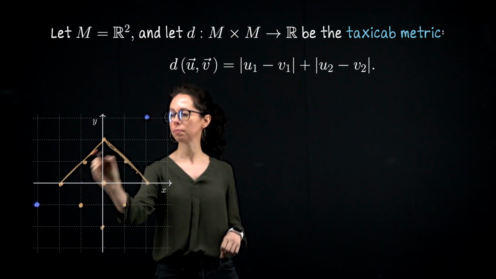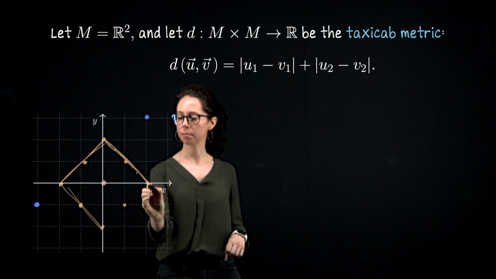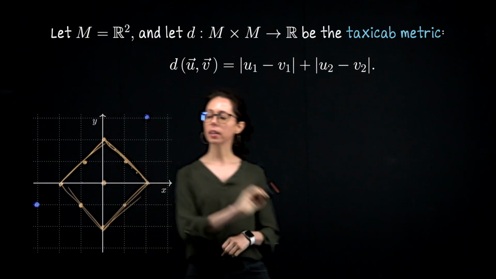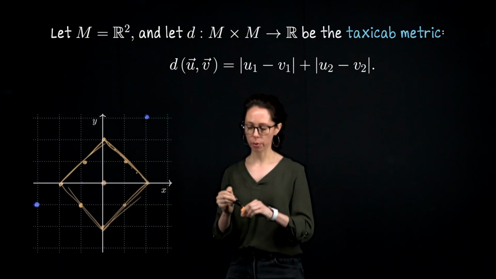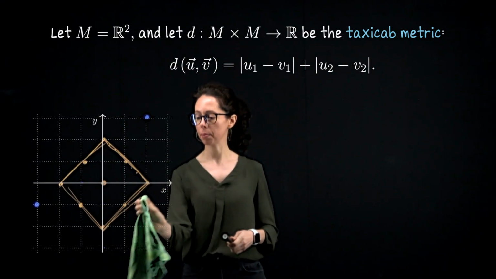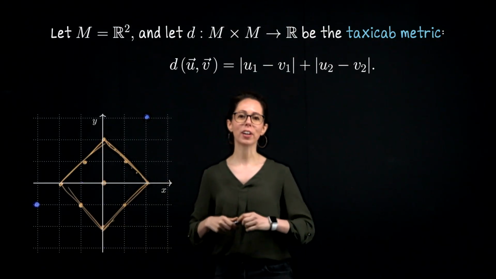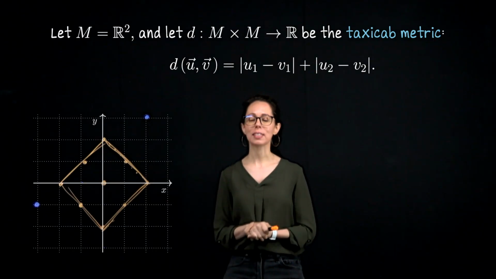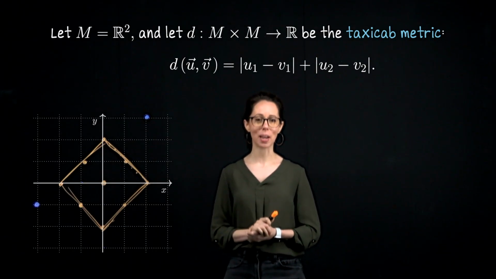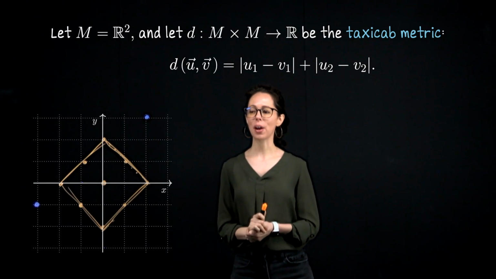Likewise here, here, and here, to conclude that the circle of radius 2, centered at the origin, takes a diamond shape. Okay, so we saw that circles looked a little different in a discrete metric space. Here, with this taxicab metric, our circles look like diamonds. All right, that's the end of our examples.